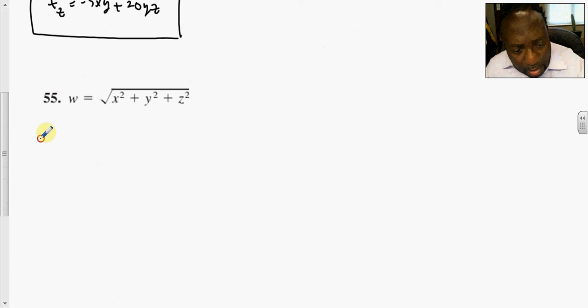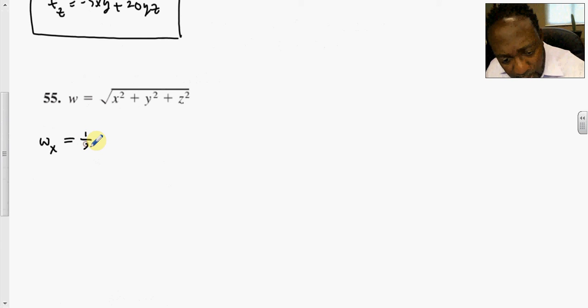What about this one? The partial of w with respect to x. If you see the symmetry from a problem that we did before, you know that this would be x over the square root, and then the partial of w with respect to y would be y over the square root, and then likewise for z. But I can show it to you, but after a while you kind of see the pattern. Just go ahead and just write the answer.